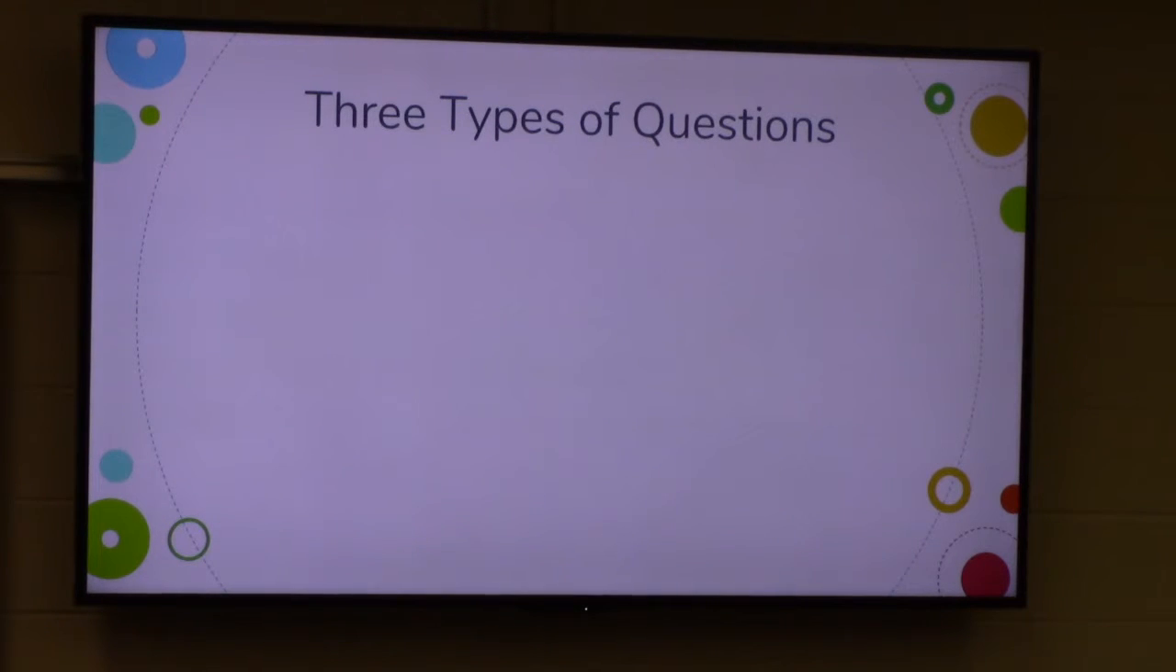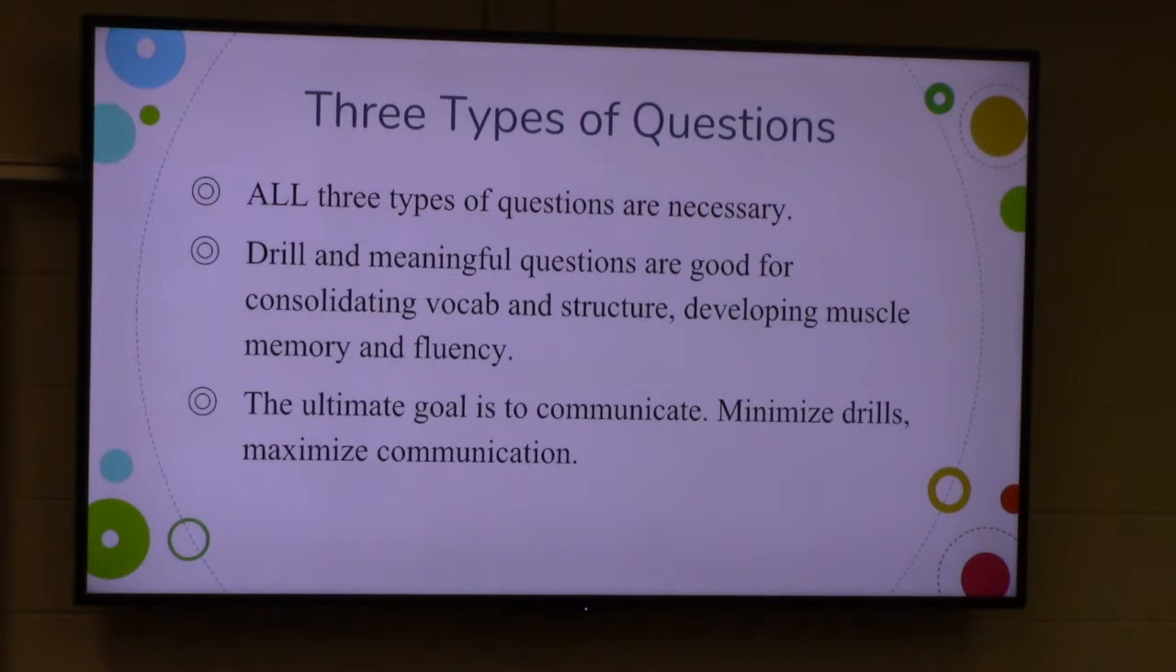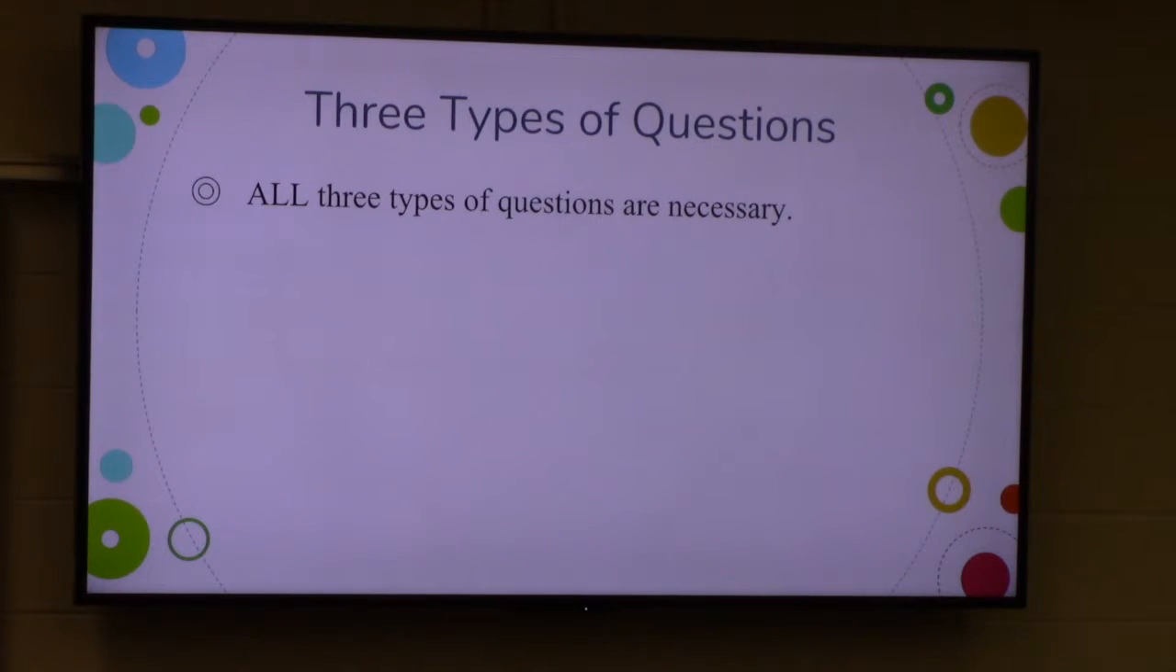Okay, so these three types of questions. I'm not saying one is bad, one is good. I'm saying all three types are necessary. I do think they are necessary because when you introduce vocabulary, when you introduce grammar points, they need some mechanical drills to be able to fluently and confidently and comfortably use them to develop the initial fluency, right?